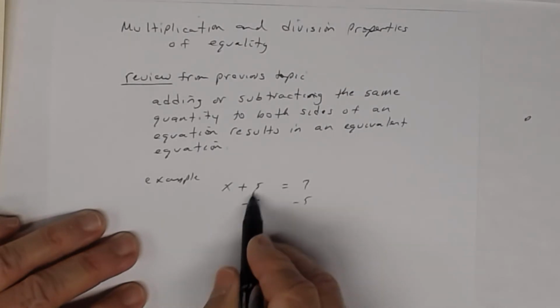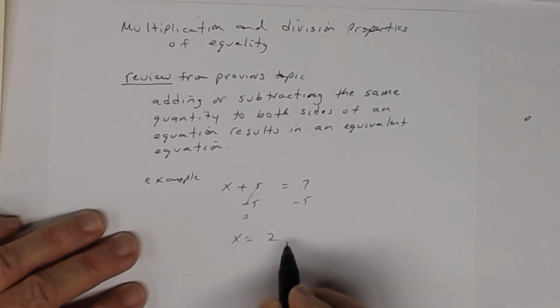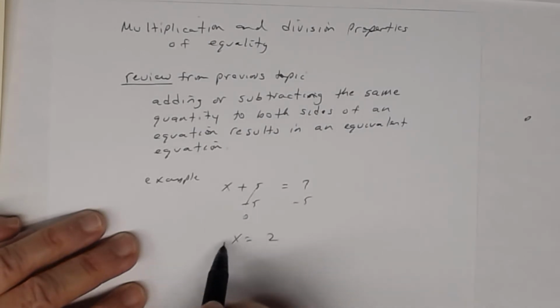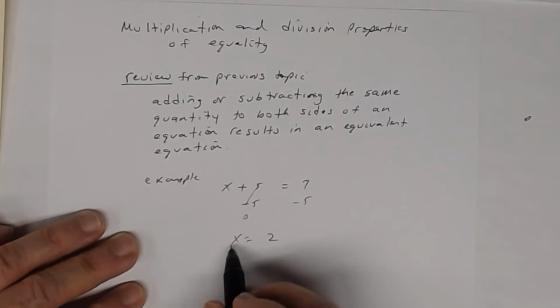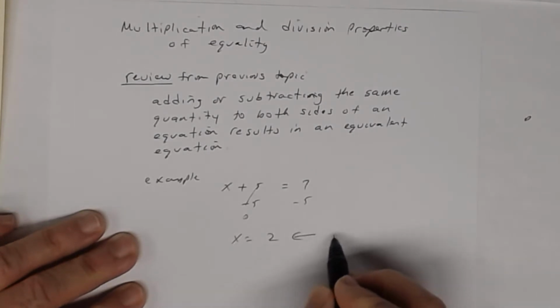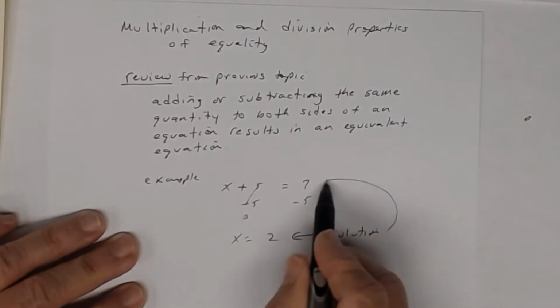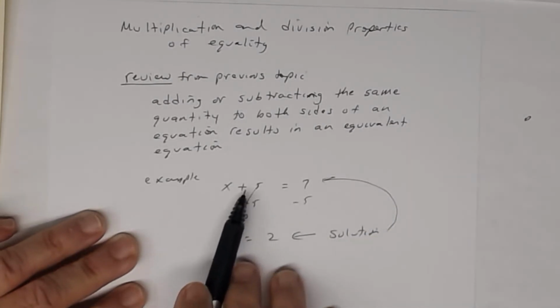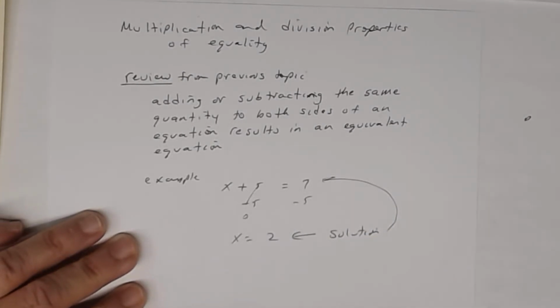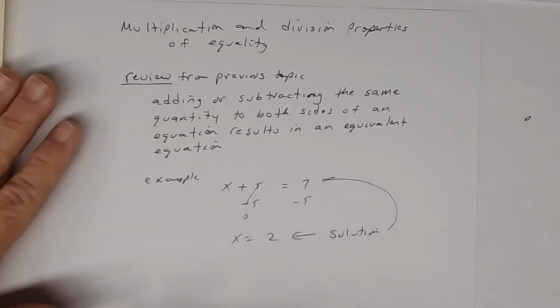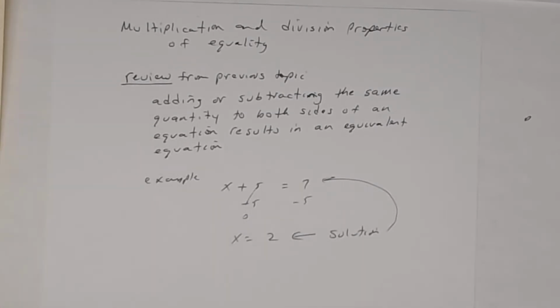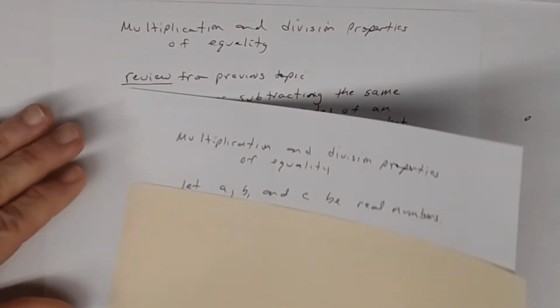So 5 and negative 5 is 0, so I get x equals 2. That statement is equivalent to the previous one. In fact, since x is by itself, this is called the solution of this equation. It makes sense because 2 plus 5 is 7. But what we're going to do now is look at the multiplication and division properties of equality.